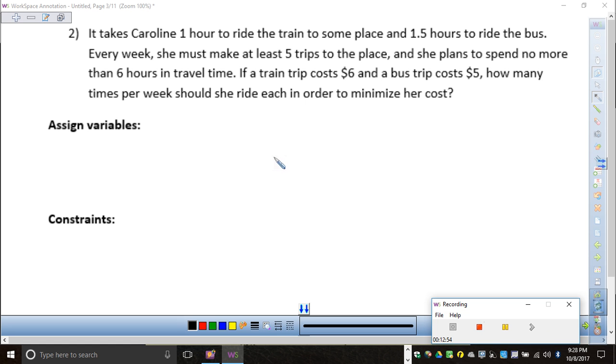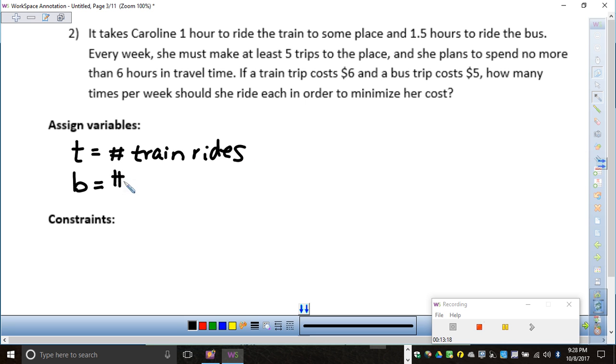All right, so in this next problem, our variables that we want to think about are the number of train rides that she takes and the number of bus rides. So let's use T to represent the number of train rides, B to represent the number of bus rides. Now this time we're not looking for a maximum, we're looking for a minimum, and the linear programming process can help us find either. So in this case she wants to minimize her cost, so our objective function will have to do something with cost. Let's let C represent that total cost.